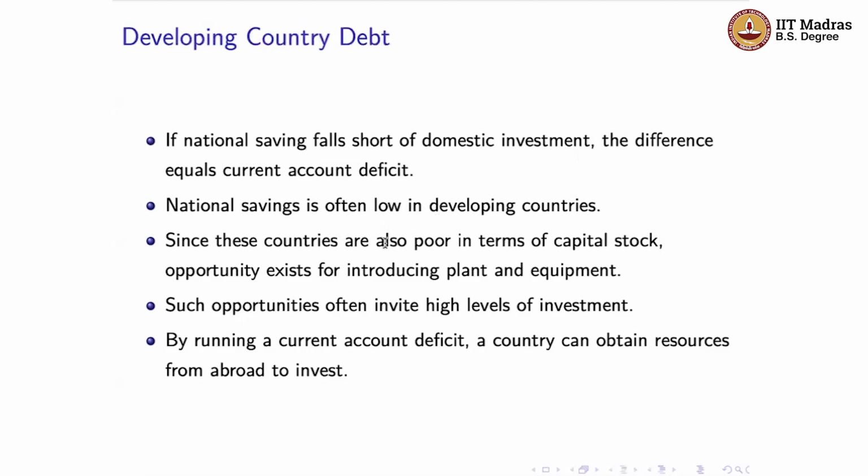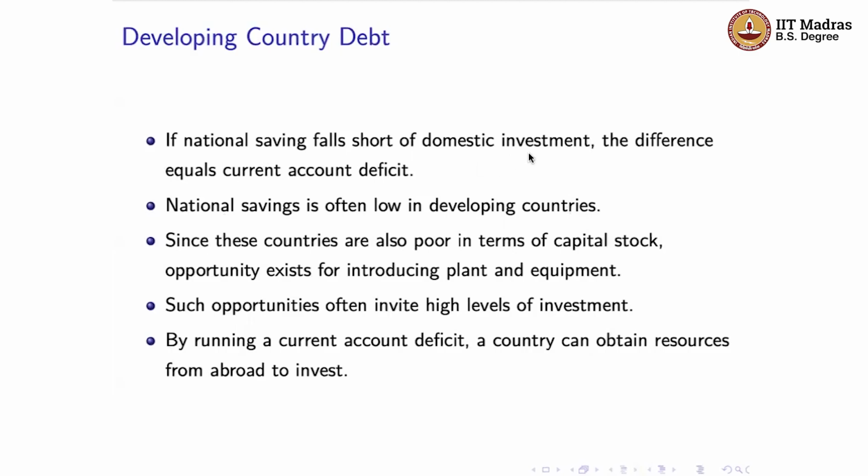Now, why do the national savings often fall short of the amount of money that these countries are interested in using for building infrastructure and machinery and so on? Well, the savings are often low in developing countries typically because income is low and savings is just a fraction of the income, right? So if income is low, then savings are also likely to be low. And so that's why the savings are low, right?